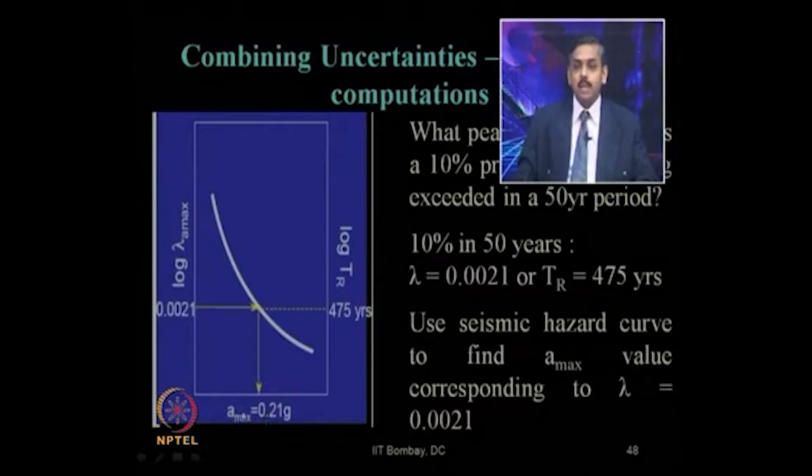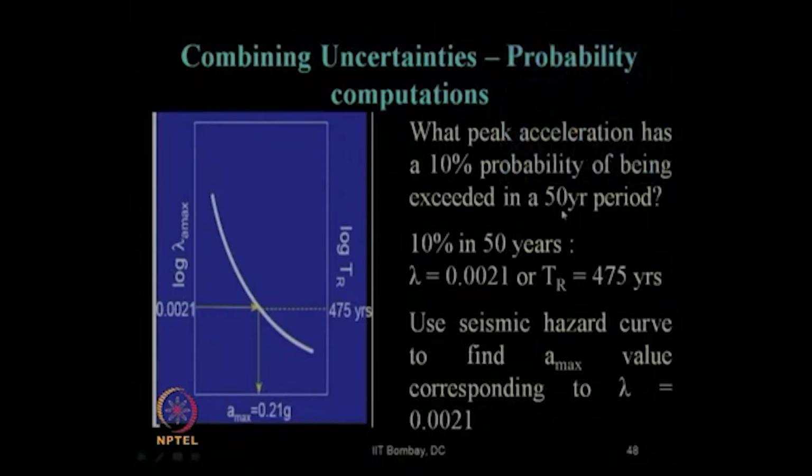Suppose here you are getting the value of A max equal to 0.21 g. That means, corresponding to a 10% probability in a 50-year scale, the peak acceleration to be considered is 0.21 g. So, when with this percentage of probability on a 50-year scale you want to design your structure, you have to take the peak acceleration for design as 0.21 g. Is it clear how we make use of this probabilistic seismic hazard curve in our practical design procedure? Okay.